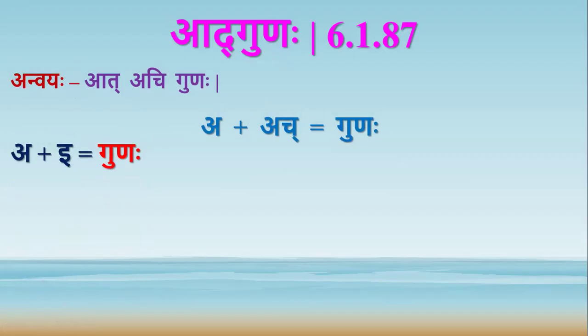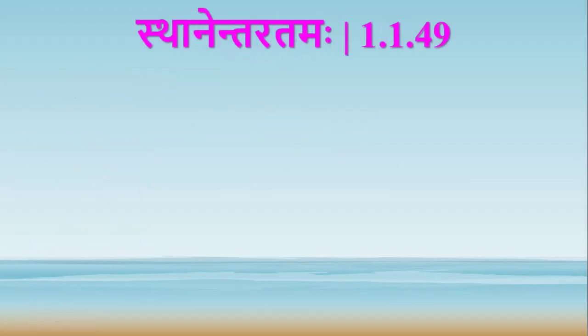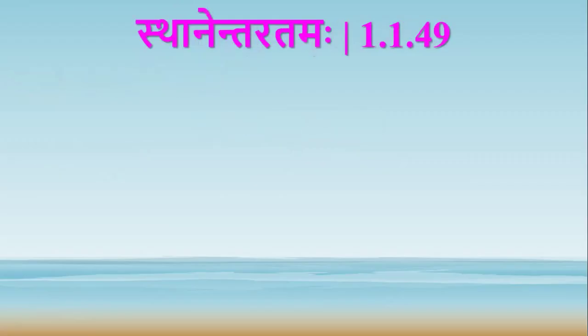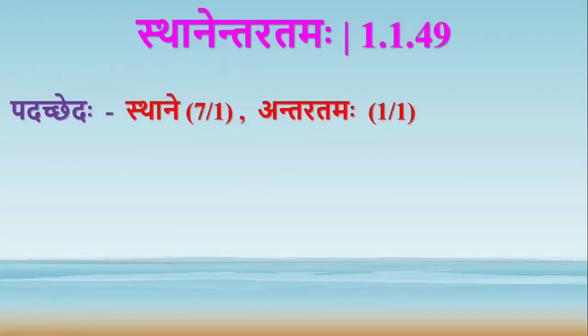Let us consider this A plus E is equal to Gunaha. Here, which letter has to be substituted, whether A or E or O, is the question. For that, there is a Paribhasha Sutra. Stane Antaratamaha. This is 1.1.49 from the first pada of the first chapter. Stane Saptami Antaratamaha. Antaratamaha means Sadrushatamaha. Similar.